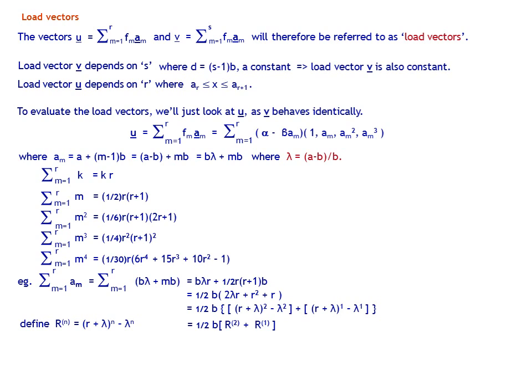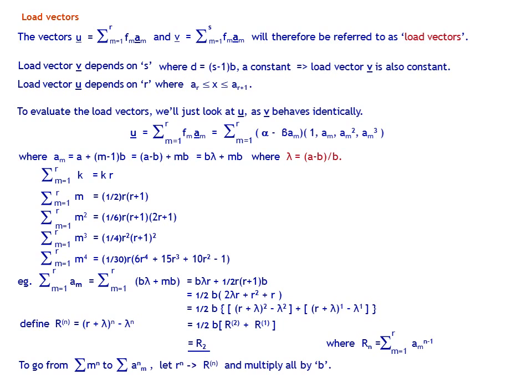The summation of a_m can then be written as a half b into (big R bracket 2 plus big R bracket 1). To simplify things, I'll call this R_2, where R_n is defined to be the sum from 1 to r of a_m to the power n minus 1. As you can see, there's a pattern here, in that to go from the sum of m to the power n to a_m to the power n, we let small r to the power n go to big R bracket n and multiply everything by b.